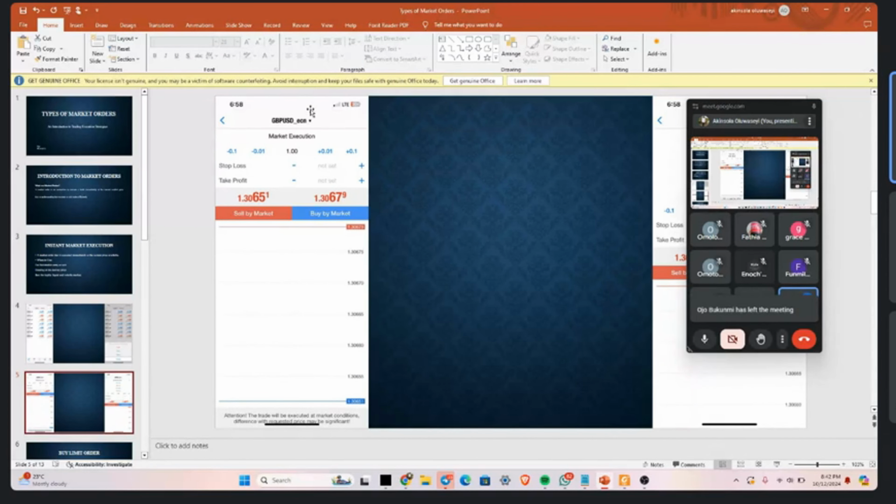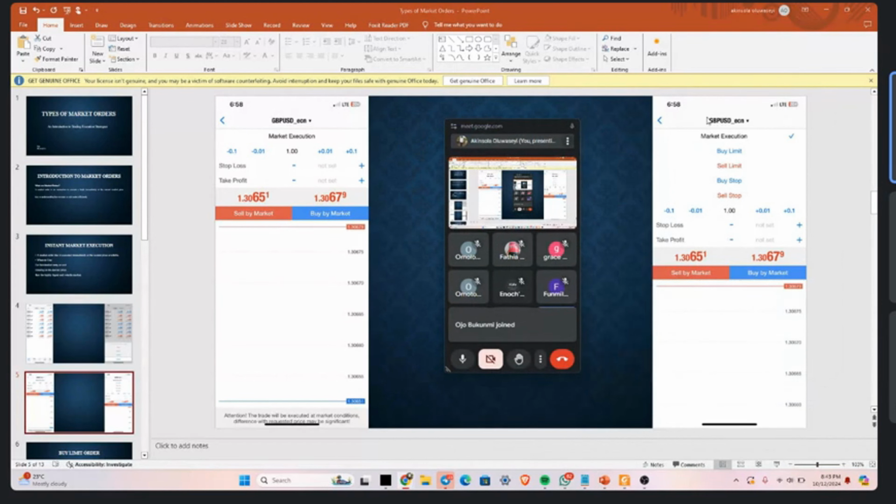It will bring something more like this, in my first image. Once it brings something like this, try as much as possible to click on market execution. Once you click on that market execution, it will bring various options for you: market execution, buy limit, sell limit, buy stop, and sell stop. It depends on the type of execution that you want to make.